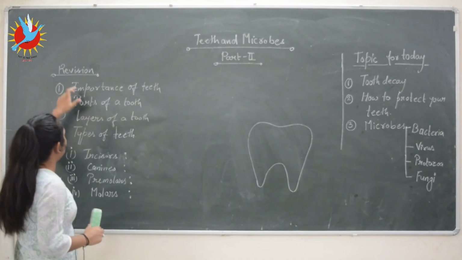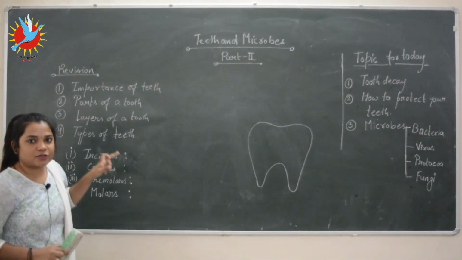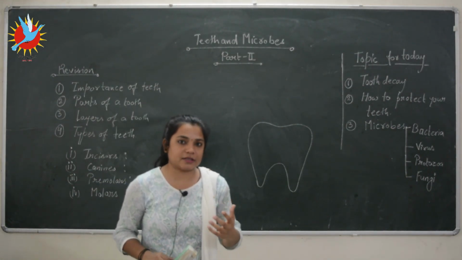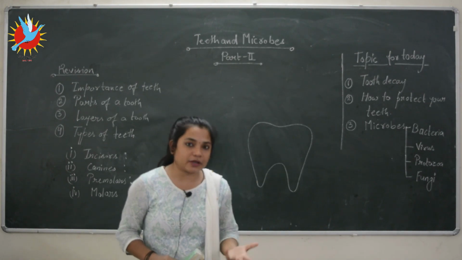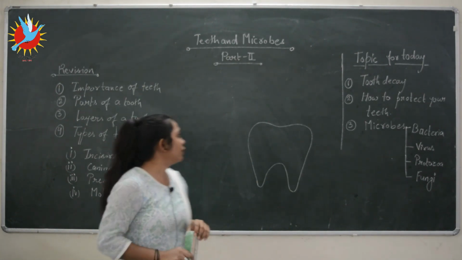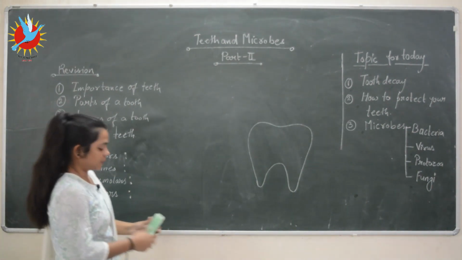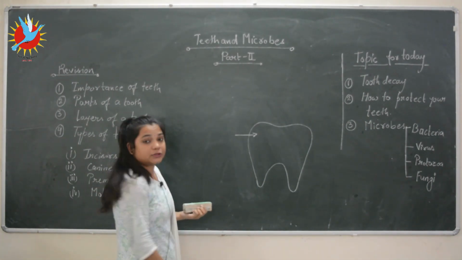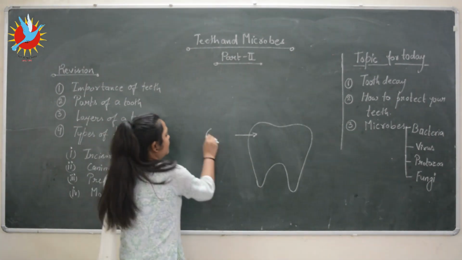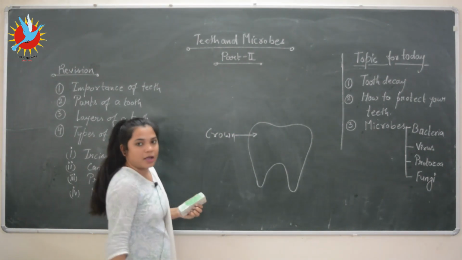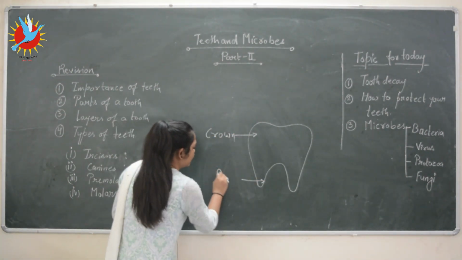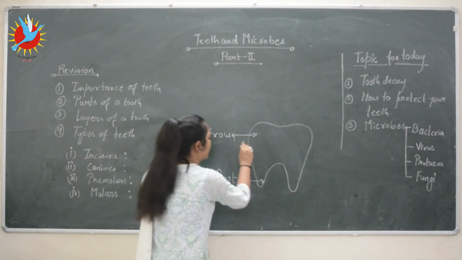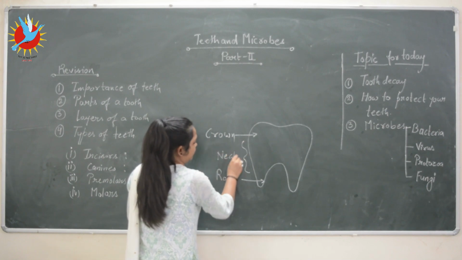So first one, importance of teeth. In the last class I have told you that teeth are really important for us because they help us in biting our food, cutting our food, chewing our food and also grinding it. Now parts of a tooth. I have told you that the upper part of a tooth that is visible to our naked eye is known as the crown, and the lowest part is known as the root. With the help of the root, the teeth are embedded in our gums. And the part in between them is the neck.